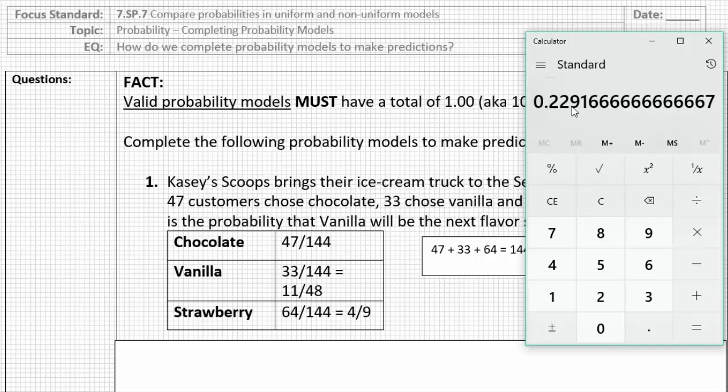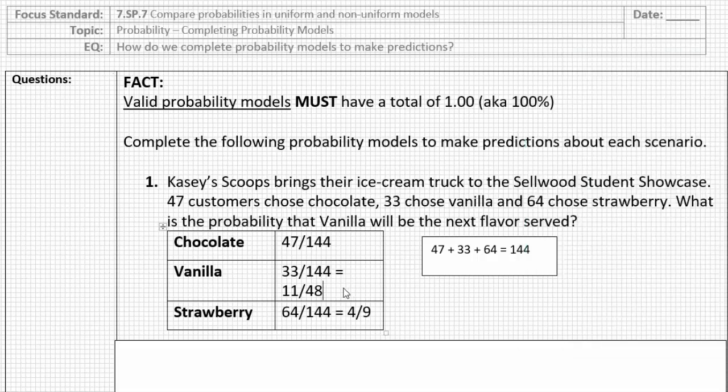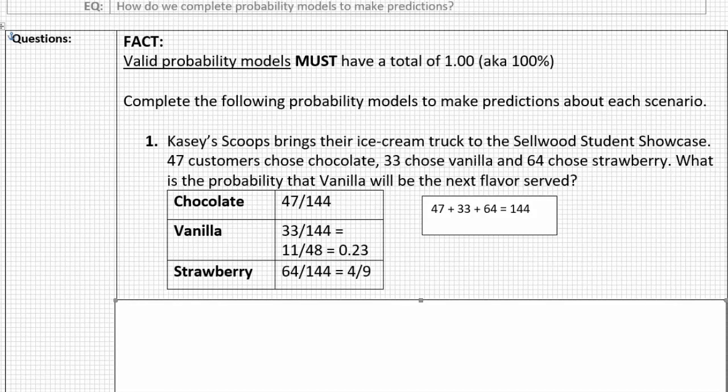So percents are out of 100, so it's 0 and 22 hundredths, but we want to use this 9 to round that up. So we would say that would be equal to 0 and 23 hundredths, or 23%. So 23% would be the probability that we would expect vanilla to be the next flavor served. So let's go ahead and take a look at our next question.